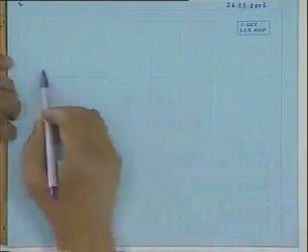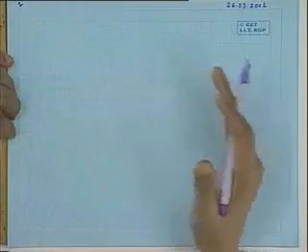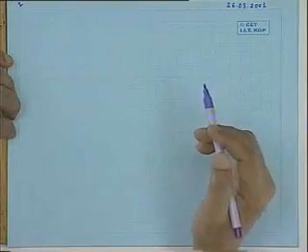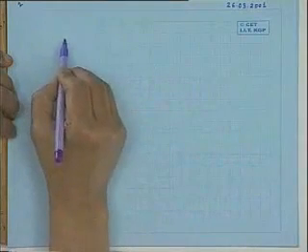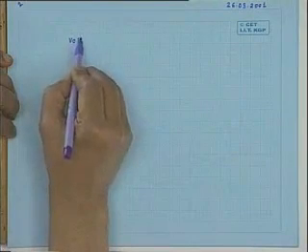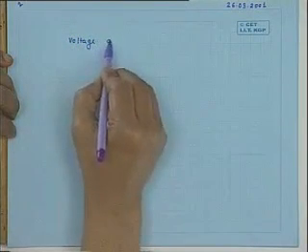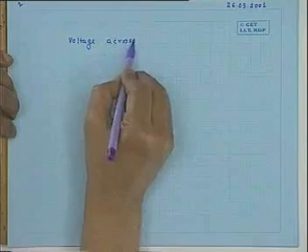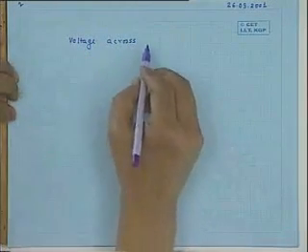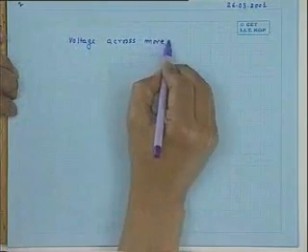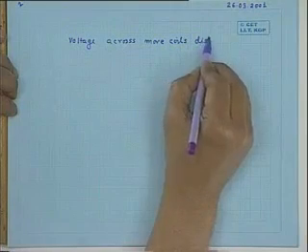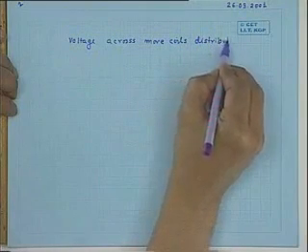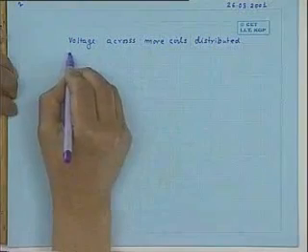Now the next problem: if instead of a single coil, there are 2-3 coils which are distributed in space, how do we calculate the induced voltage? For example, the voltage across more coils distributed in space.